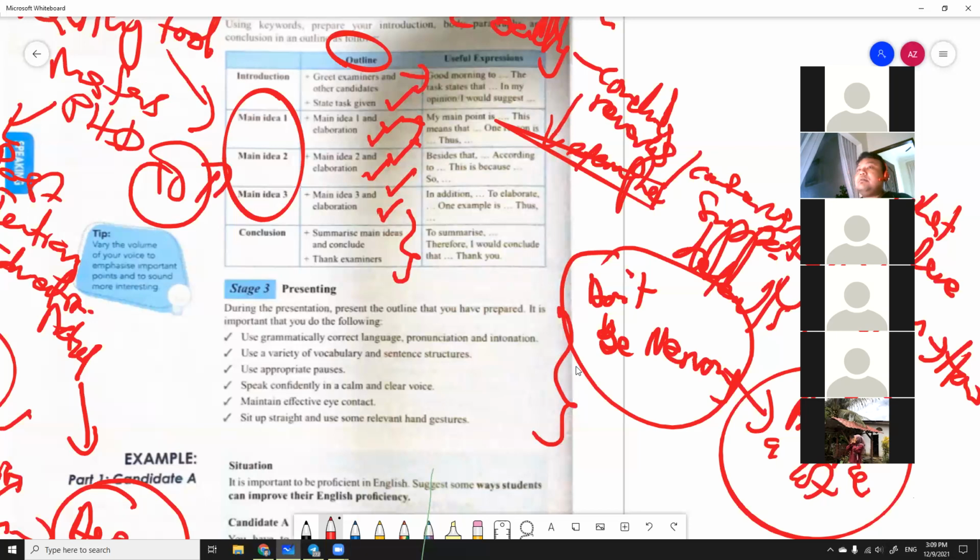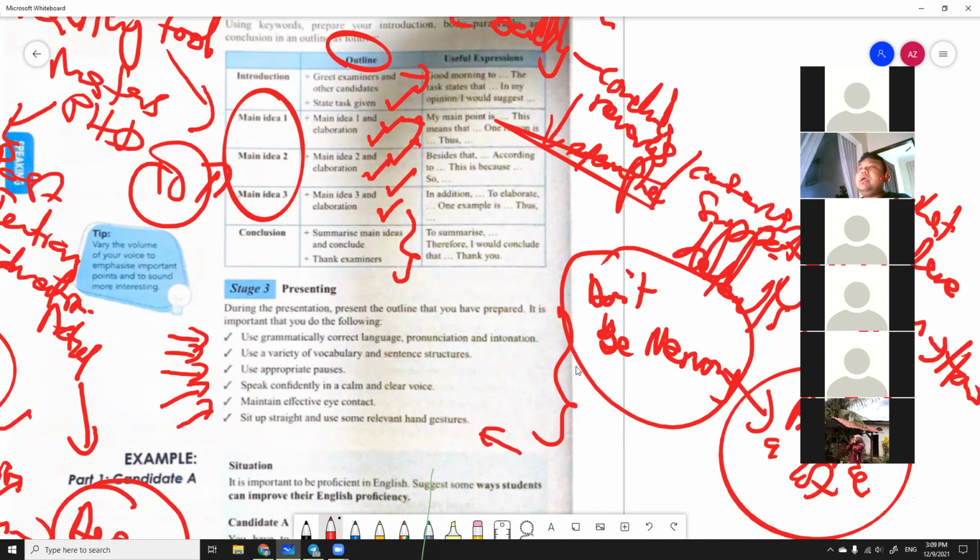You know, right? So when you present, make sure, of course, this is applicable for advanced speakers, use grammatically correct language, pronunciation, and intonation. And then use a variety of vocabulary and sentence structures. Use appropriate pauses. Speak confidently in a calm and clear voice. Maintain effective eye contact, sit up straight, and use some relevant hand gestures. Now, 2 minutes is not that long.